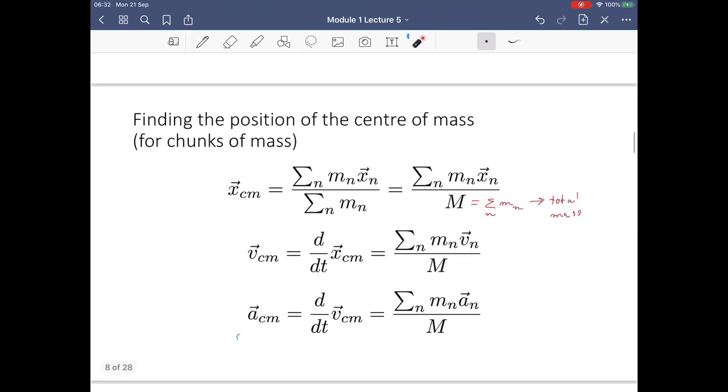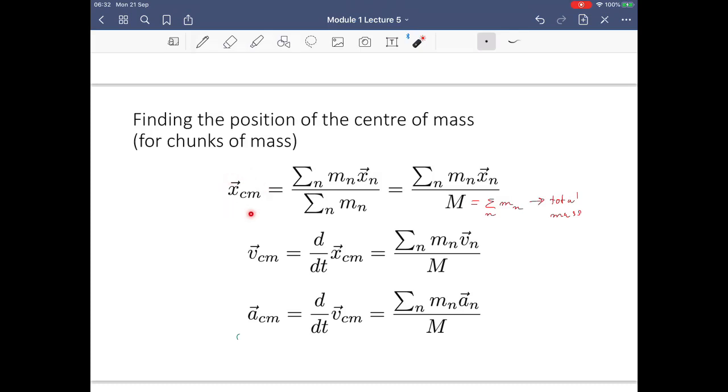So in order to find RCM, for example, R is a vector, a position vector which points in 3 dimensions x, y, and z. But for simplicity here, let us consider only the x direction. What is the average x position of the whole thing? How can we find that?